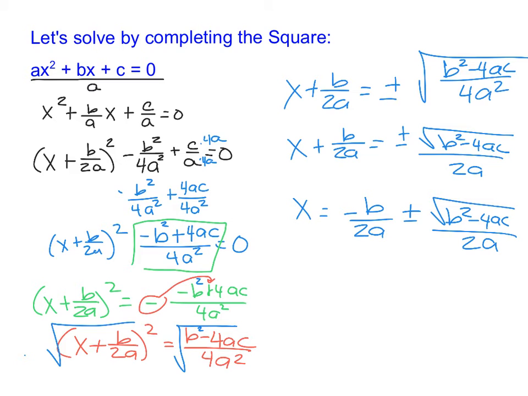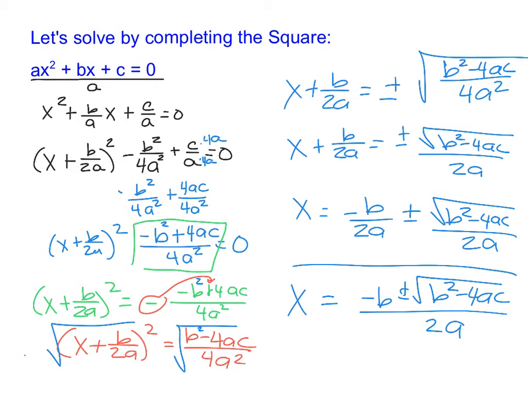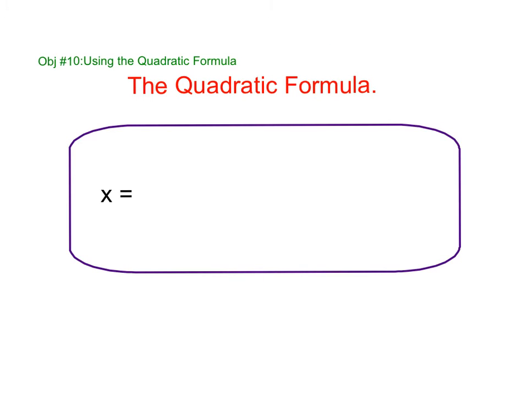And then typically what happens is we write this as one big fraction since they're both over 2a. Negative b plus or minus the square root of b squared minus 4ac all over 2a. And that's our answer. Okay? I know, that's a lot. I just wanted you to kind of follow along. It's just that process of completing the square. So that formula is actually the quadratic formula.